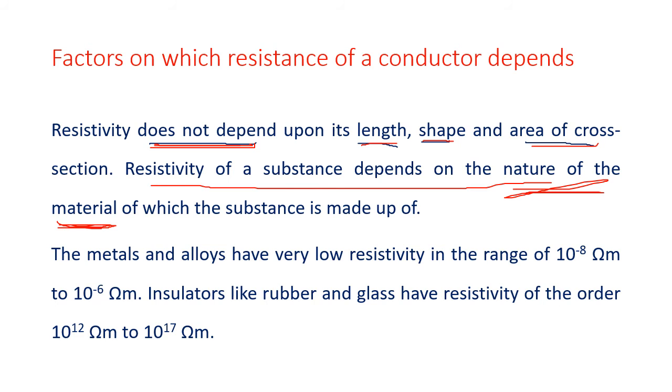So, metals and alloys have low resistivity, which means they have high conductivity. They are good conductors, in the range of 10 raised to minus 8 ohm meter to 10 raised to minus 6 ohm meter. Insulators like rubber and glass have high resistivity, 10 raised to 12 ohm meter to 10 raised to 17 ohm meter.